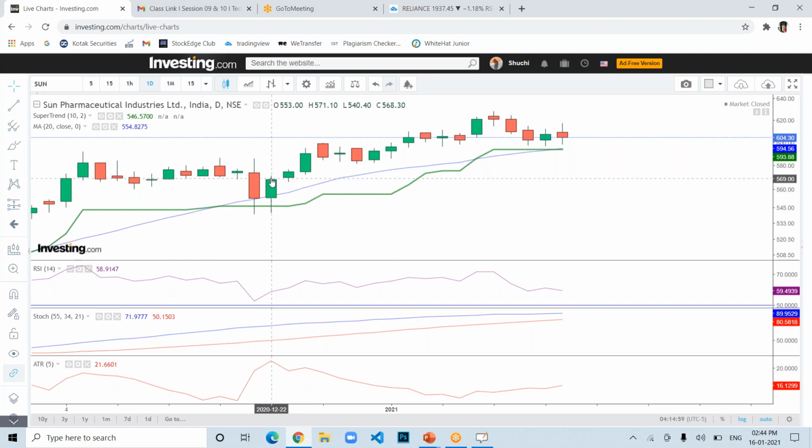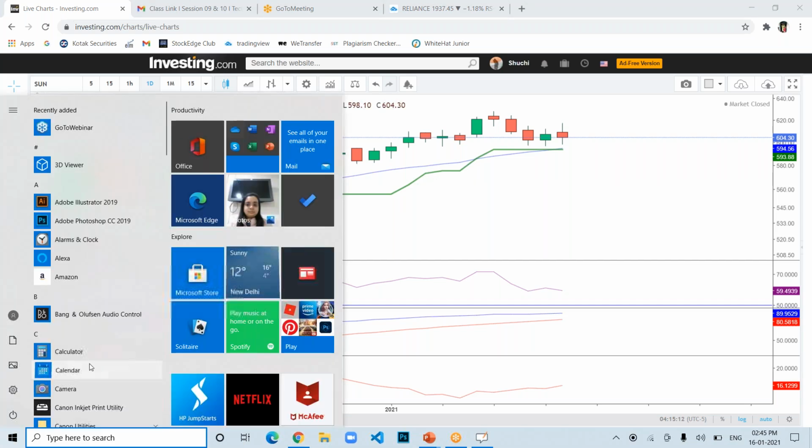So suppose you buy around this level, your ATR is 21 rupees. So 21 into 1.1 will be your stop loss. So let's calculate here.